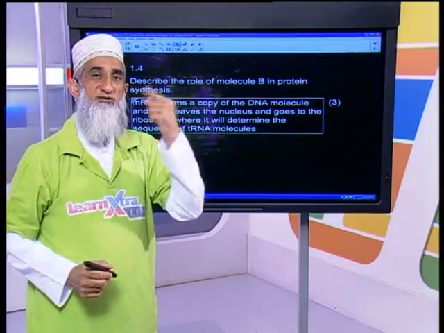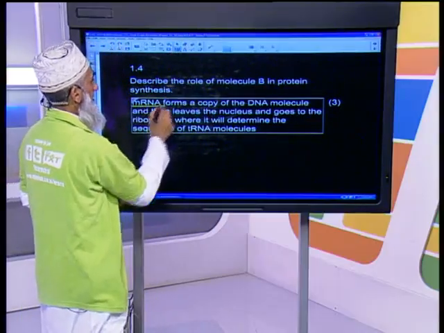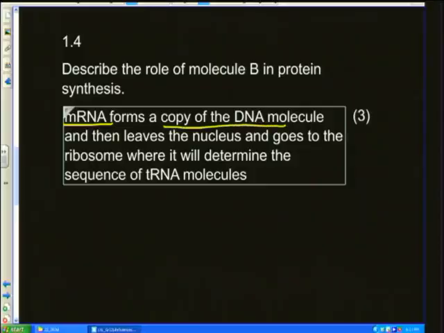Transcription, to transcribe, to copy. So messenger RNA, you're naming it, you're getting a mark for that. It forms a copy of the DNA molecule, makes a copy. It copies the code from the DNA molecule. And then it leaves the nucleus.